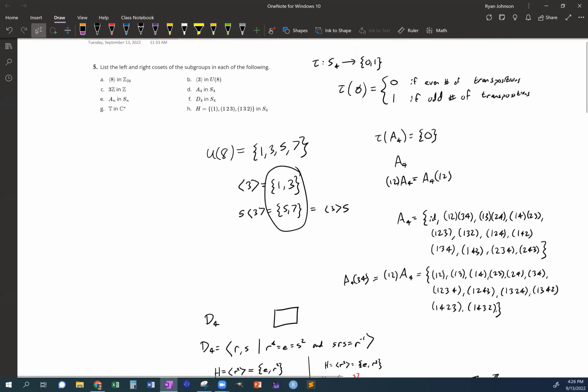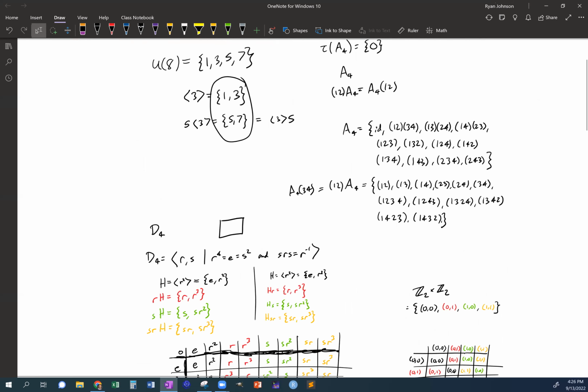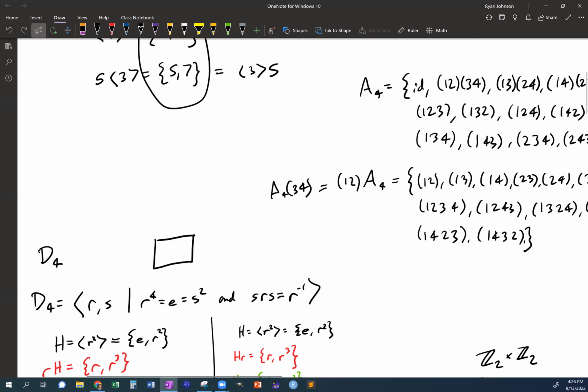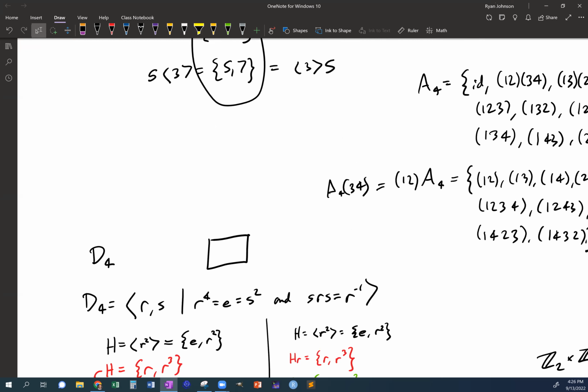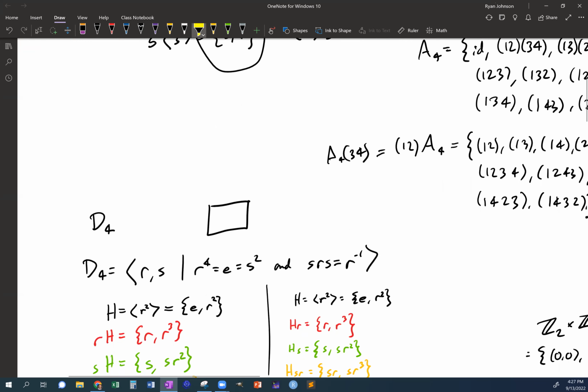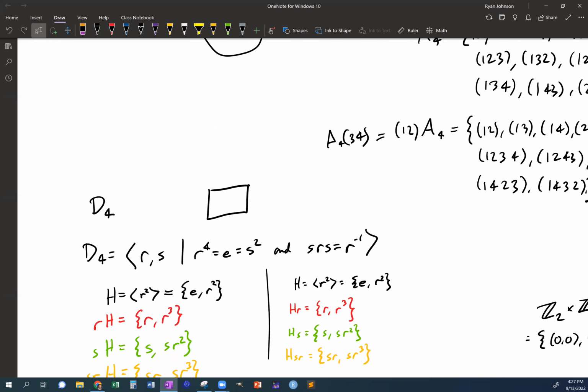And then what did we do? What we did in class is that we looked at the group D4. So we looked at D4 and thought about the symmetry of a square. The easiest way to write it algebraically is in the R, S format, where it has generators R and S. R to the fourth equals the identity, and S squared equals the identity. And when you conjugate R with S on either side, you get R inverse.